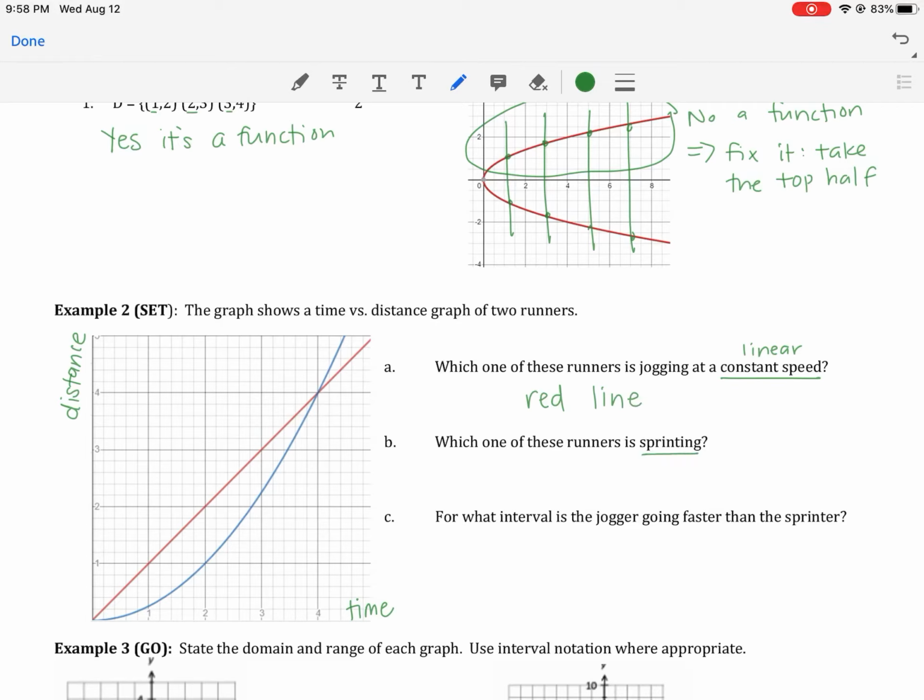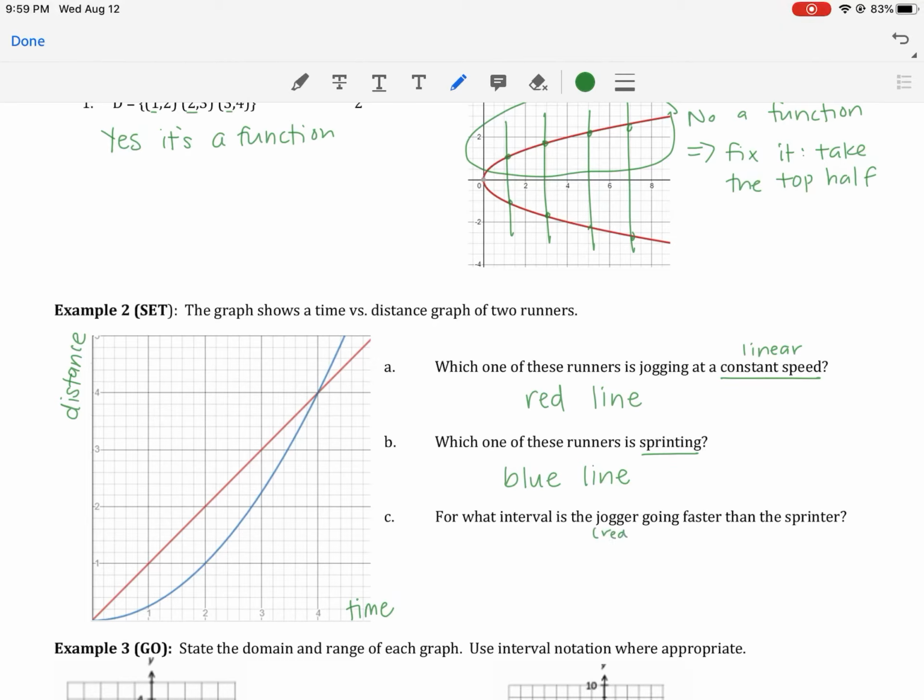The person who's sprinting, meaning maybe they start off a little bit slow, then they're going faster and faster over time, therefore it has to be the blue line. And you can tell that they are getting faster and faster, particularly as the slope goes up and up on that part.